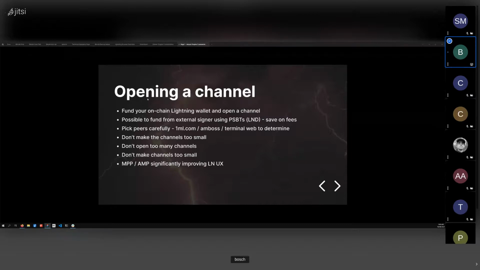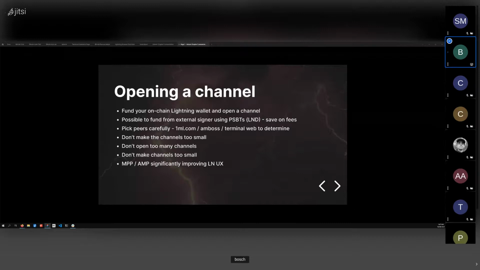So something to consider when opening a channel is you want to pick your peers carefully. There's a lot of websites like 1ml.com, Amboss, and Terminal Web, like I mentioned before, that rate other Lightning Network nodes. So you can use those websites to determine if you want to open a channel with this person.